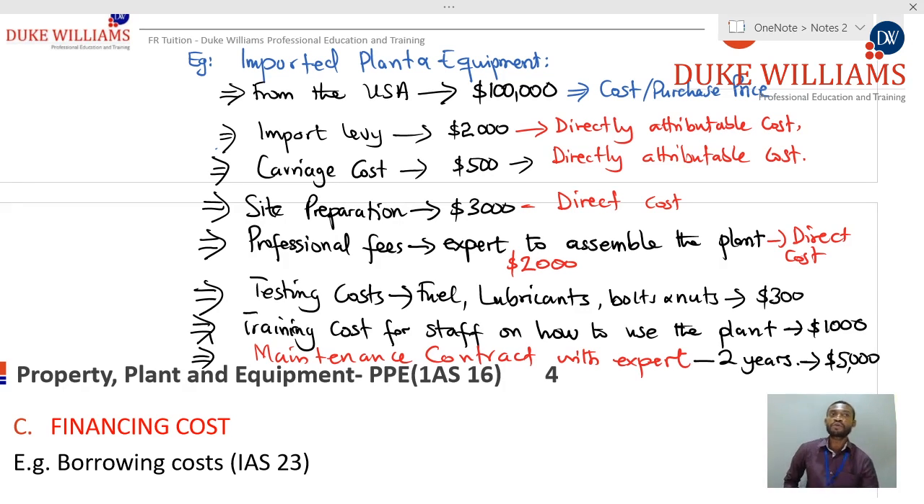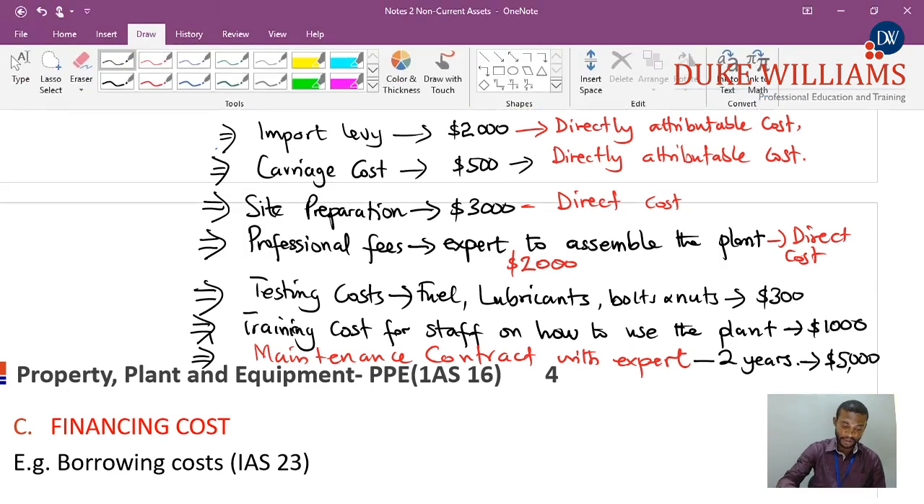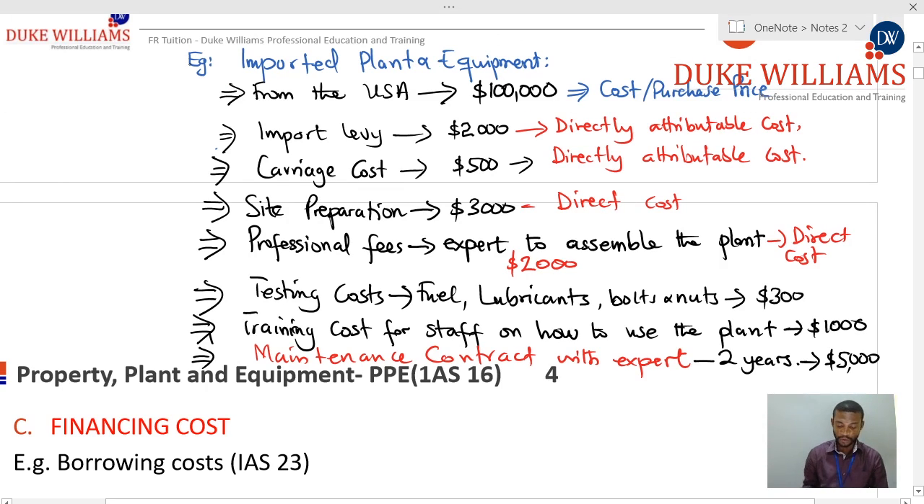Clearly, we need to be able to know which ones have to fall within the recognition, the initial recognition criteria, and which ones would not be recognized. Now, to start with, of course, we've bought the machine, so this we say capitalize. So it means that we'll recognize it. We'll recognize the first one, number one.